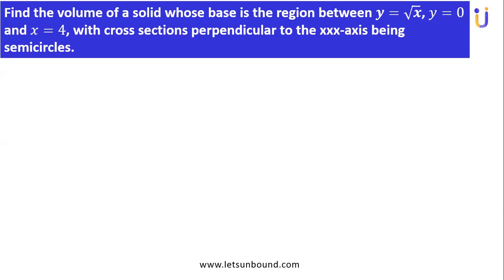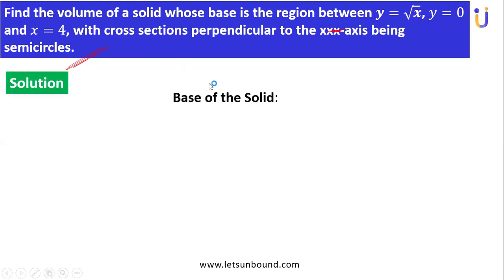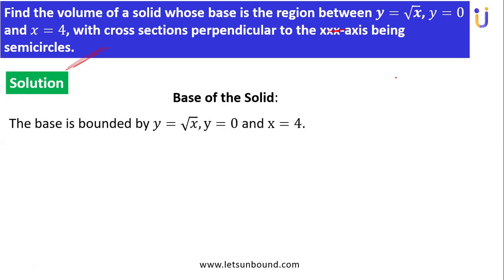Okay. Now find the volume of the solid whose base is the region between y is root x and y is 0, x is 4, with cross sections perpendicular to the x-axis being semicircles. Base of the solid: y is root x, y is 0 and x is equal to 4. Okay, this is root x, this y is 0 and x is 4. So this is your base. And we are going to make the cross sections semicircles, like this, right? Starting from here, here, here, like this.